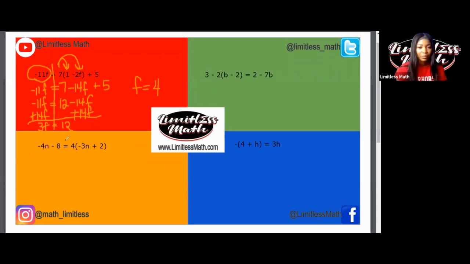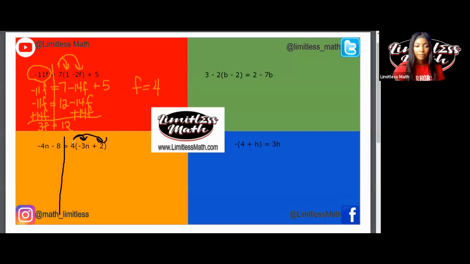All right, number 2, splitting my equation. Once again, we do want to simplify both sides of the equation completely. The left is already simplified. Can't combine 4n and negative 8, doesn't work. Over here, let's go ahead and distribute.